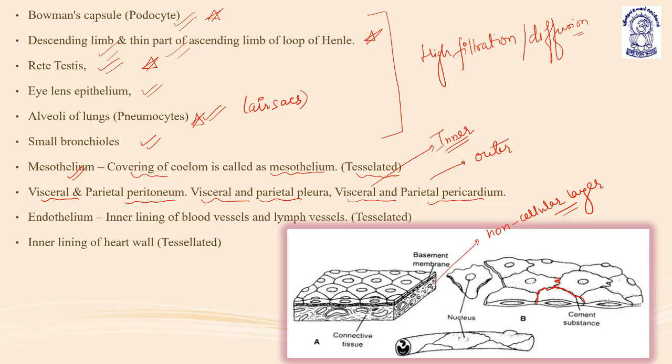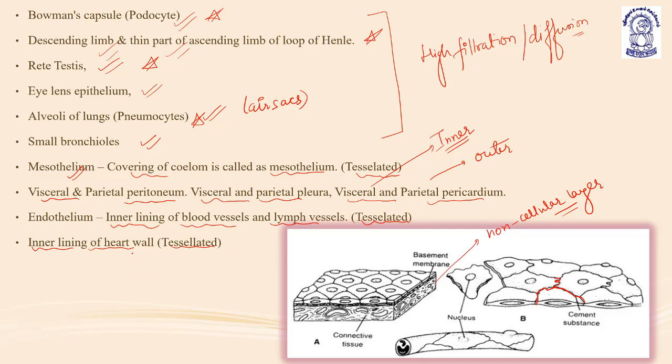Understood? Endothelium is the inner lining of the blood vessels or lymph vessels. It is also tessellated. Endothelium and mesothelium are all tessellated. So endothelium, the inner lining of blood vessels and lymph vessels, is also a tessellated type of epithelium. Now, the inner lining of the heart is also tessellated epithelium.